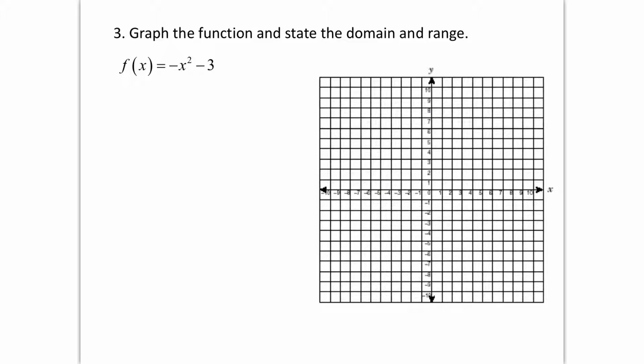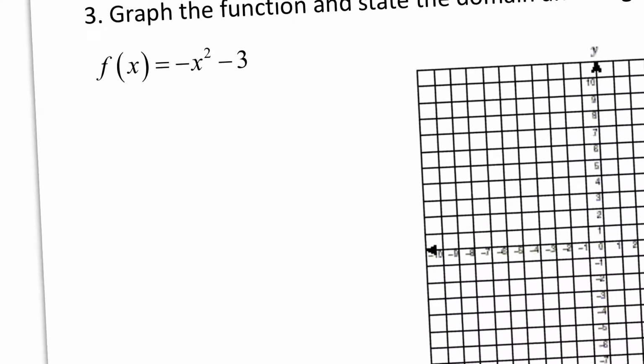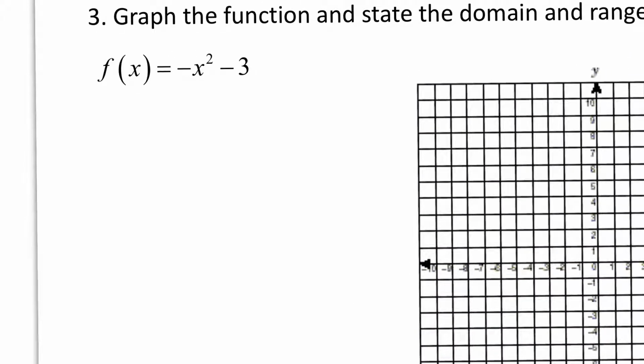So this one here, we have f of x equals negative x squared minus 3. So first of all, we need to know what is the a value, the b value, and the c value. So a is the one with the x squared. So here's the a. B is the one with the x. Well, guess what, guys? There's no b, but we do have a constant.